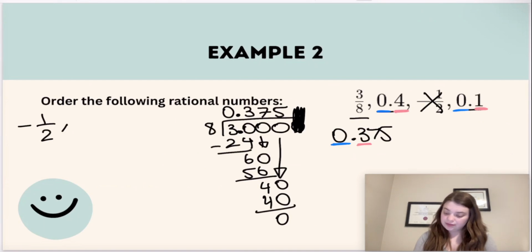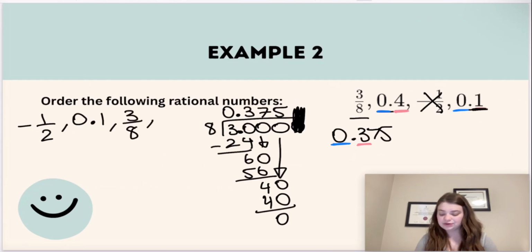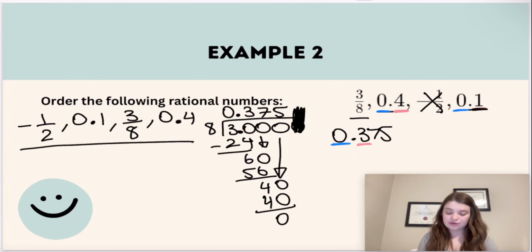So the answer for this one then is 0.1 is the next smallest, because this is equivalent to 1 out of 10. Then the next one is 0.375, which came from 3/8, so I'm going to write the original value. 3/8 goes next because 3/8 is the equivalent of 0.375. And then 0.4, that's like 4 out of 10, would be the next one. And that is the correct order from least to greatest for this set of rational numbers.